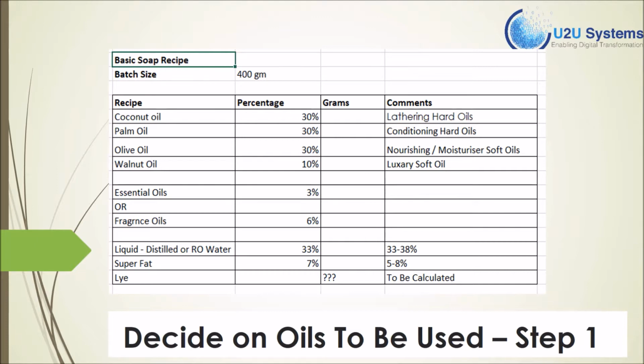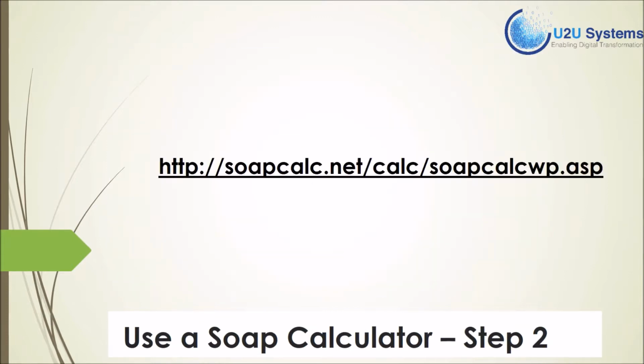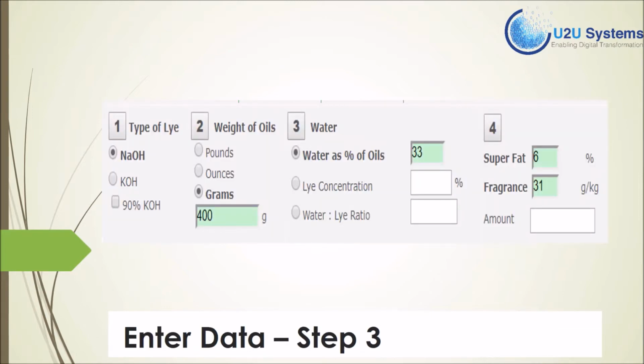Essential oil we can keep as 3% or fragrance oil we can keep as 6%. Liquid or distilled water we have taken 33%, superfat as 7%. Now we need to calculate the lye amount. To calculate the lye amount, we use a soap calculator.